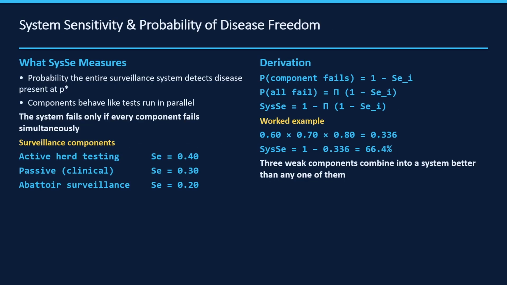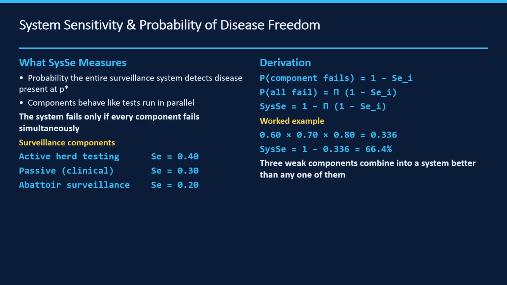System sensitivity scales the same logic up to an entire surveillance system. You almost never have one testing program. You have several components running at once: active herd testing, passive clinical reporting, abattoir surveillance, sentinel herds. Each has its own sensitivity, and each is fairly weak on its own.